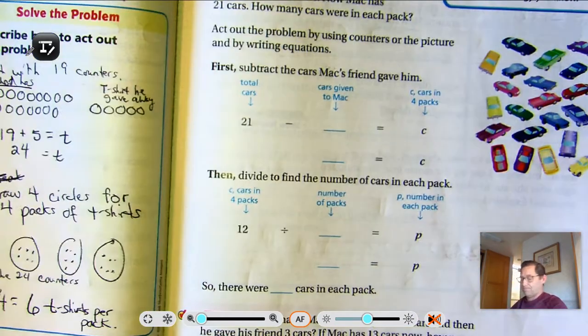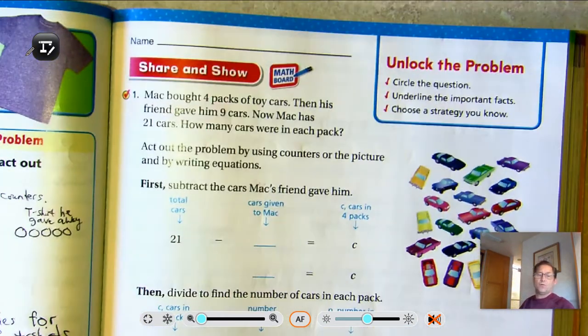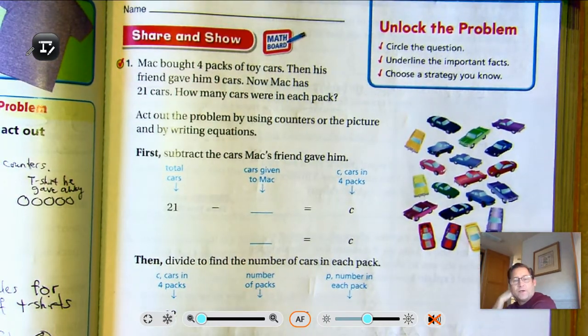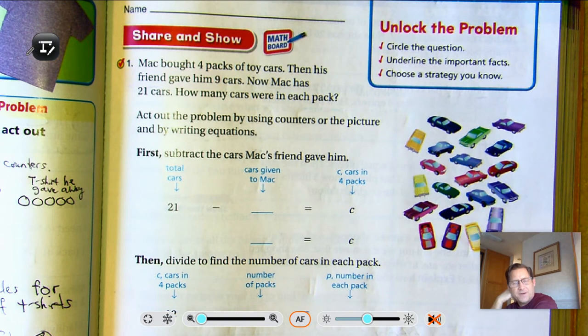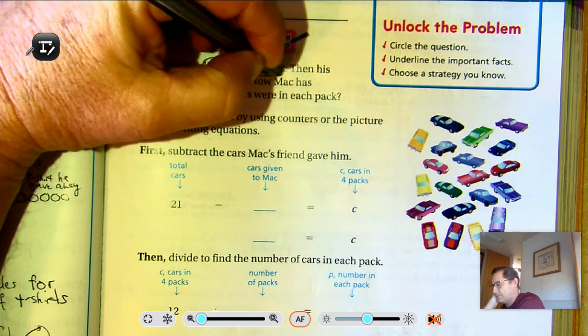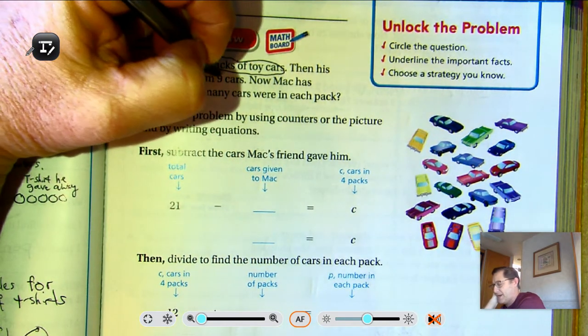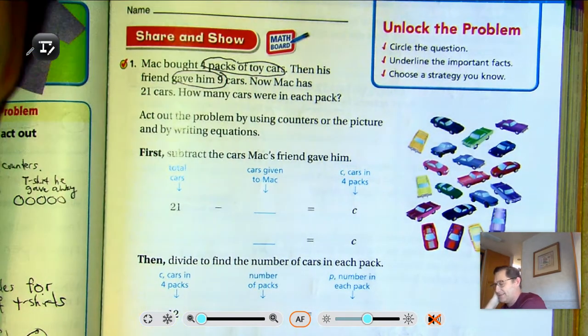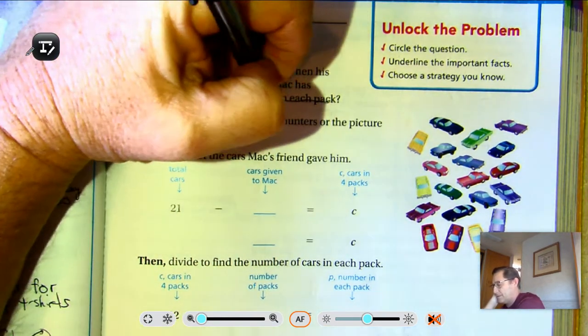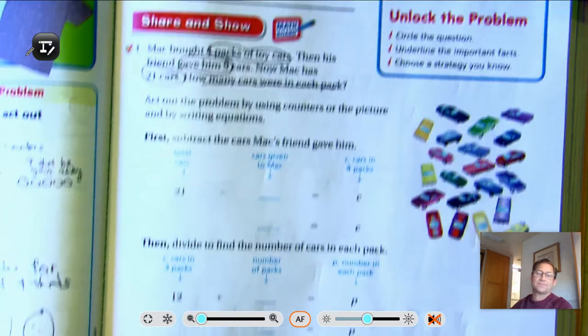All right. Page 305, number 1. Mac bought 4 packs of toy cars, and his friend gave him 9 cars. Now Mac has 21 cars. How many cars were in each pack? So he bought 4 packs of cars. His friend gave him 9. Now he has 21. How many cars were in each pack?